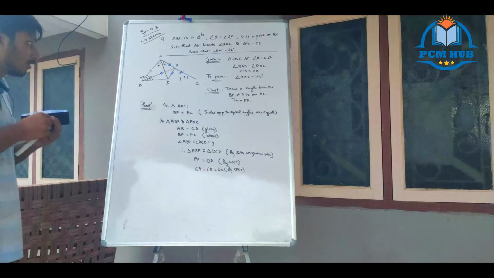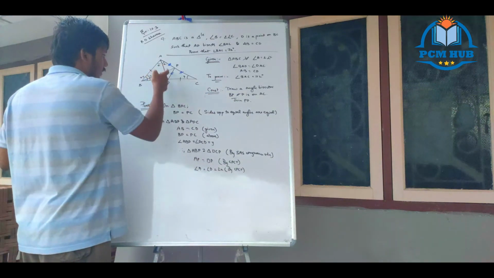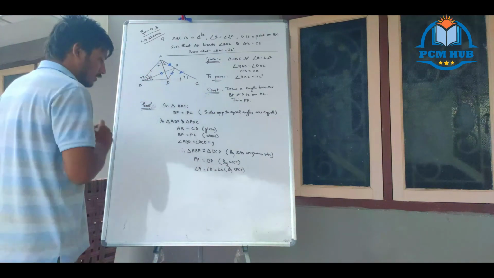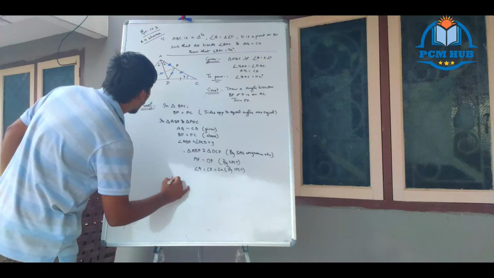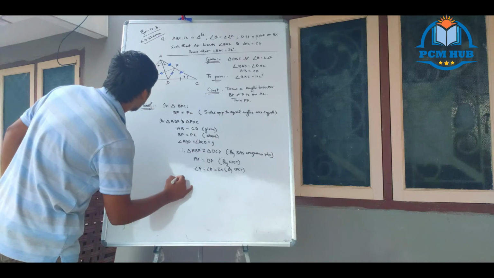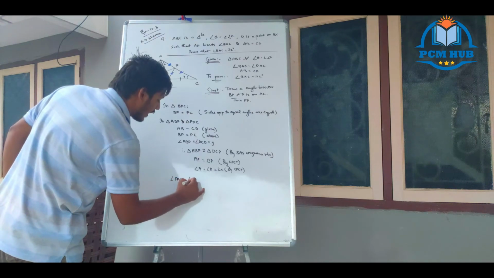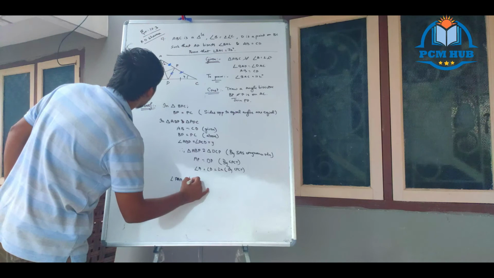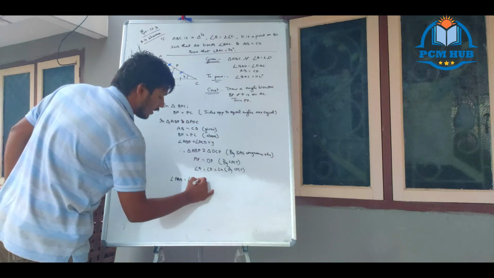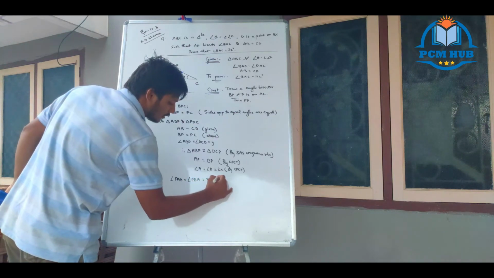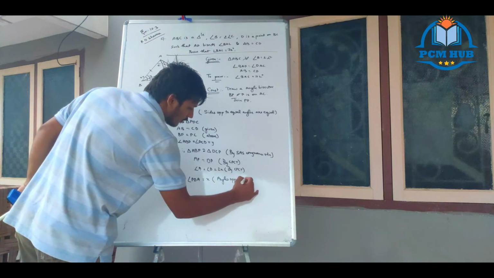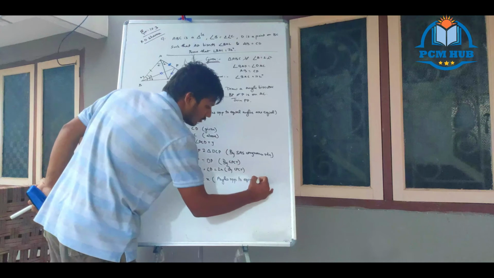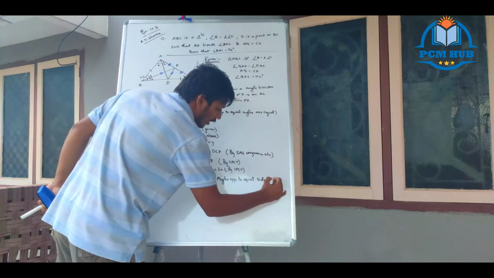Clear? Now if this is x, this angle will also be equal. Therefore further you can write angle PAD equal to angle PDA equal to x. Angles opposite to equal sides are equal.